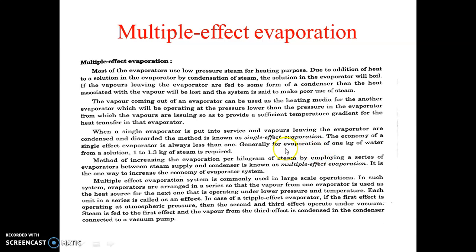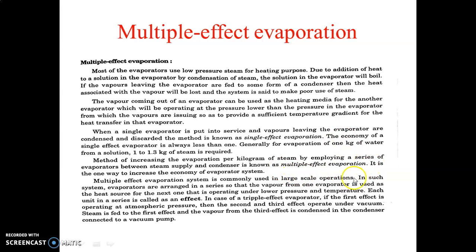For example, for a single effect evaporator, for evaporation of 1 kg of water from the solution, we require 1 to 1.3 kg of steam. So a higher economy is required for the single effect evaporator. There are two methods of increasing the economy of the evaporator. The first method is the multiple effect evaporation system and the second one is vapor recompression. That we will discuss in the next part.